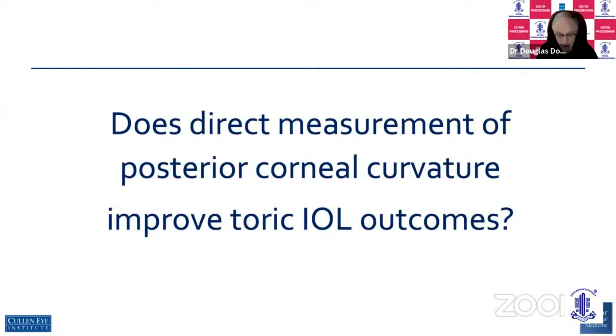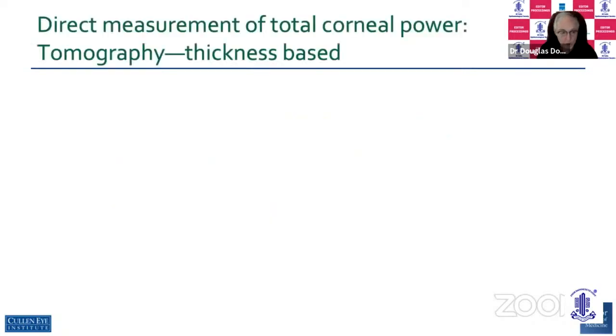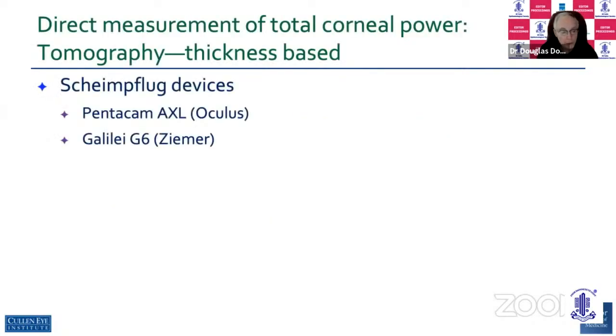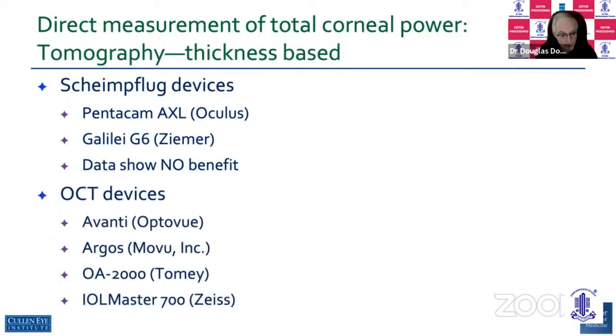We're always asking that question. Can we get rid of those regression formulas and use a direct measurement? We can measure posterior corneal curvature using Scheimpflug devices, but all of the data that I have seen show no benefit of measurement with Scheimpflug devices. In fact, they don't perform as well as, for example, the Barrett or the Abulafia-Koch.